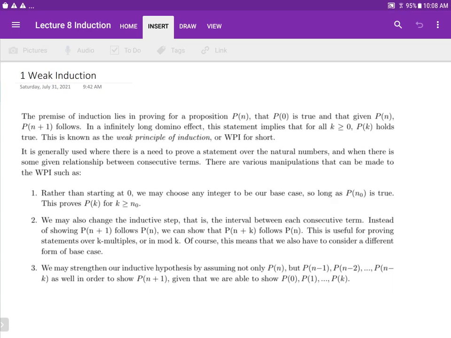But also, of course, this means that we will have to consider a different form of base case, as I mentioned. So we'd have to group them 1 through k or 0 through k minus 1 because you're incrementing by k instead of 1.